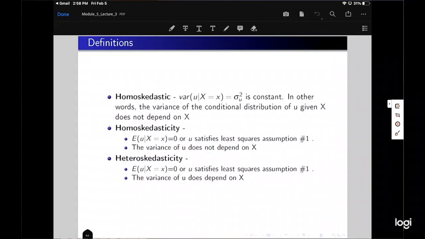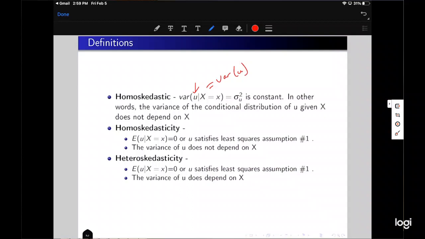Okay, definitions. Homoskedastic: the variance of u conditional on x equaling some value x is equal to sigma squared u, which is constant. This is the point of homoskedasticity, that the variance of u conditional on x is a constant. In other words, the variance of the conditional distribution of u given x does not depend on x. Or we could just write this as the variance equals the variance of u. Doesn't depend on x.